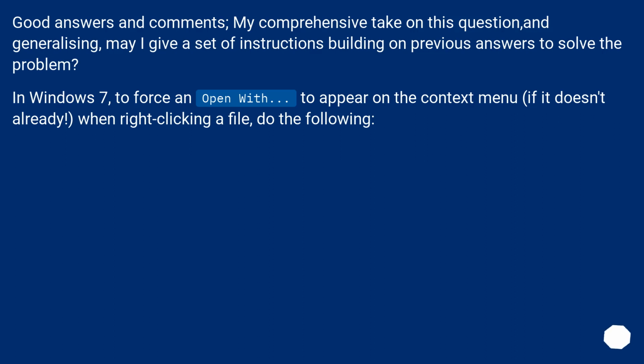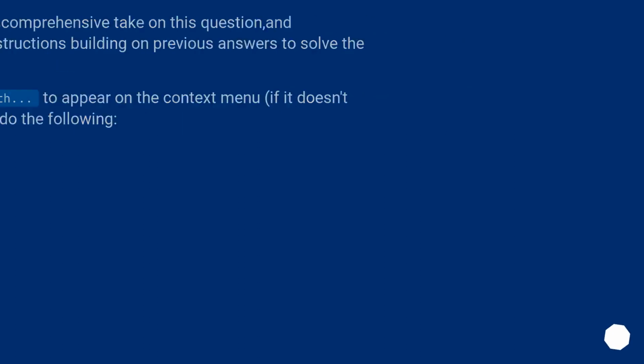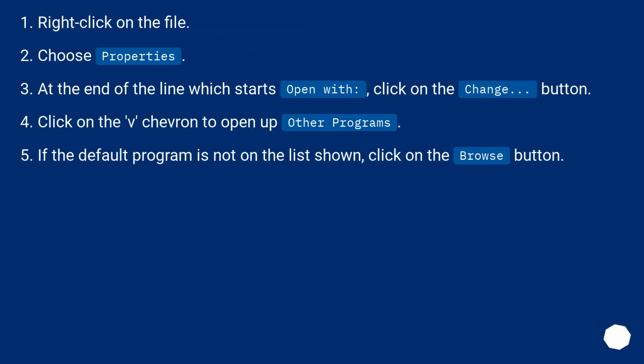Good answers and comments. My comprehensive take on this question, and generalizing, may I give a set of instructions building on previous answers to solve the problem. In Windows 7, to force an Open With to appear on the context menu, if it doesn't already, when right-clicking a file, do the following. Right-click on the file. Choose Properties.